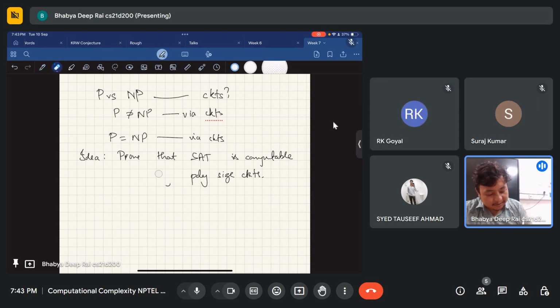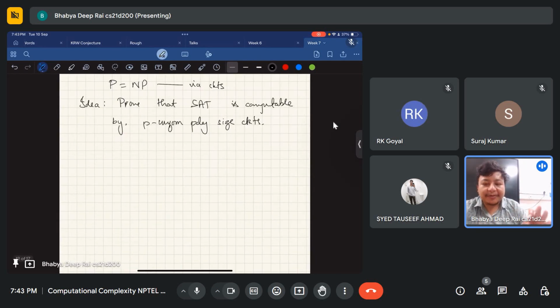And not just polynomial size circuit, but uniform polynomial size circuit. So P uniform. Sometimes this is not written, but if it is computable by polynomial size circuits, it is in P, so SAT will fall down to P. But it is widely believed that P is not equal to NP, right? So how do you separate P from NP?